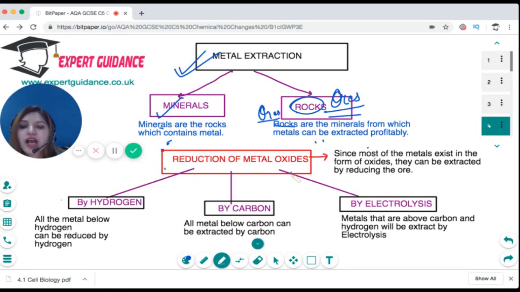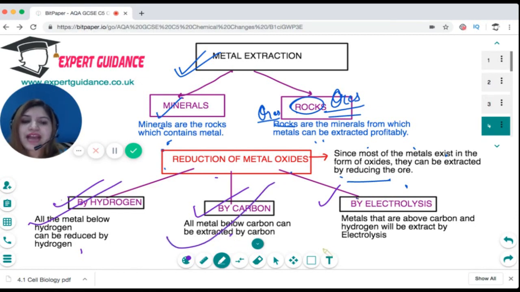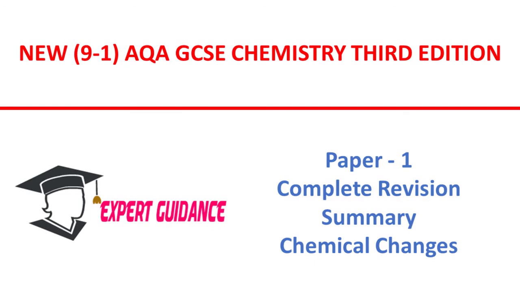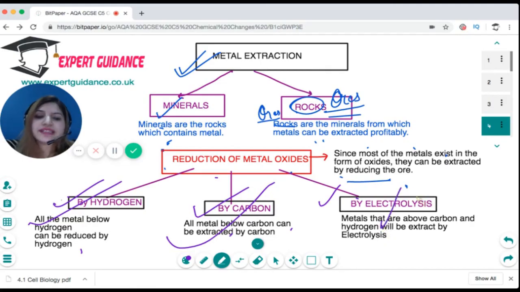Now metal oxides, most of the metals exist in the form of oxide, so they can only be extracted by reducing the ore. And for reduction, we have three ways: first, by hydrogen, by carbon, or by electrolysis. All the elements which are below hydrogen can be reduced by hydrogen, which are below carbon can be reduced by carbon, and which are above hydrogen and carbon, they can only be extracted by electrolysis. For example, aluminium, and we'll be looking in this unit at how we extract aluminium.